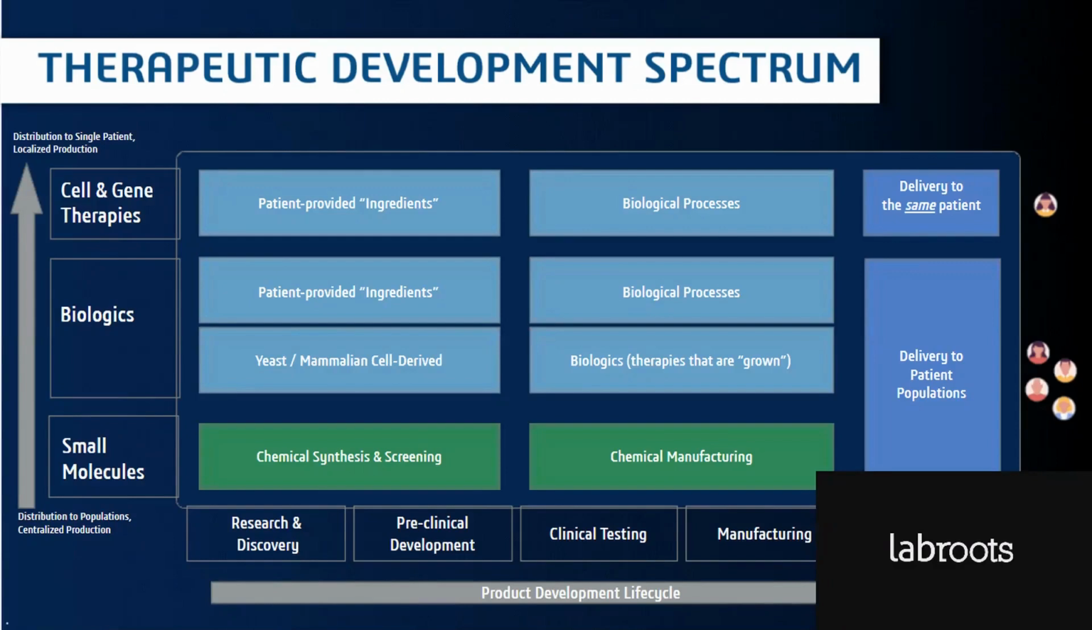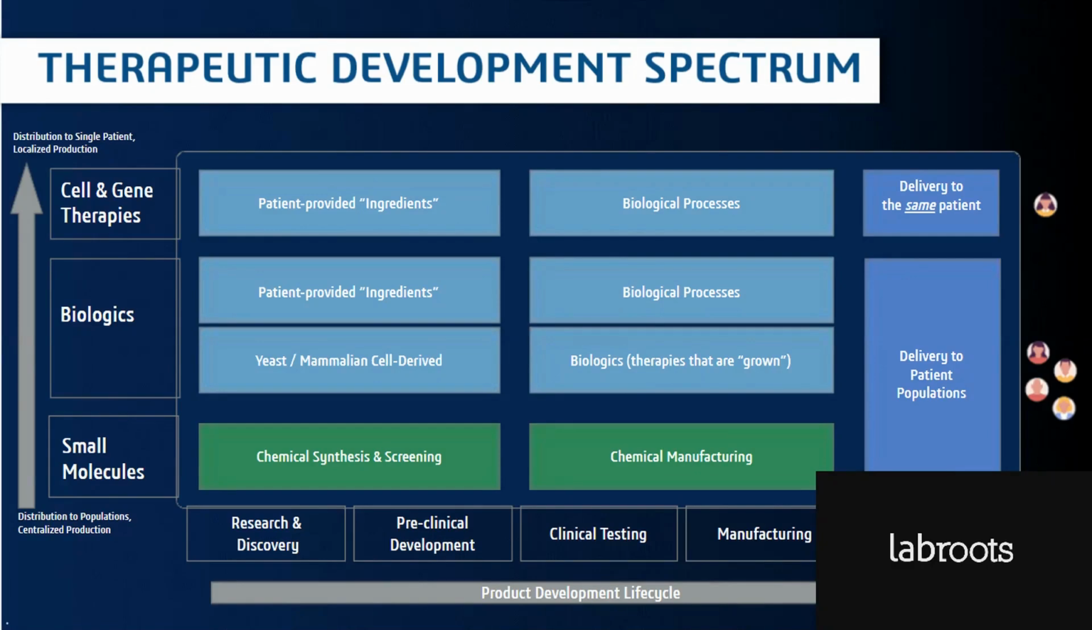So we've talked about the scientists. Now let's talk about what's going on across the organization in these different spaces. If we look at the therapeutic development spectrum, we could see the different types of activities that occur in each product stream as a new therapy moves to market.